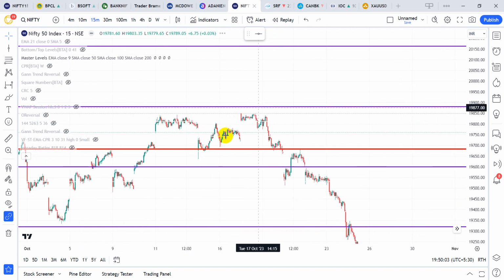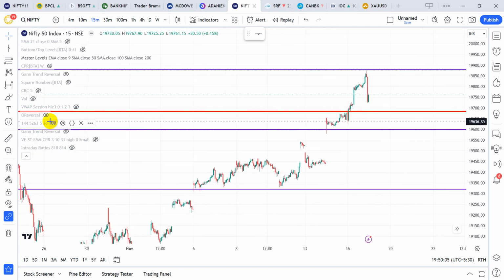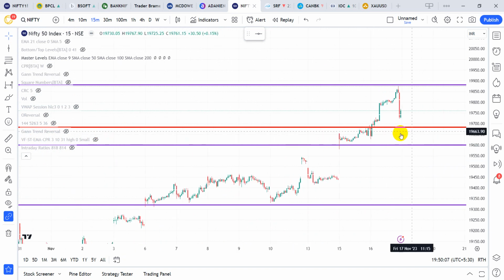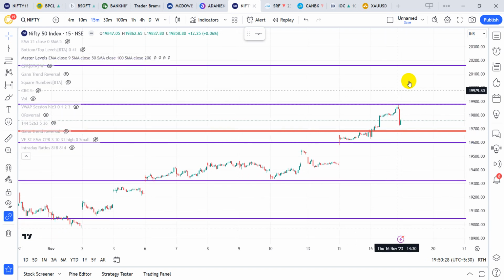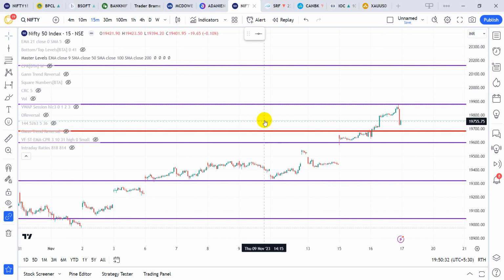From this top it generally moves up. So 19683 is one level. If someone wants to add short, add only if you get a 15-minute candle close below 19683. Add more once it starts closing below 19600 for an ultimate target of 19320. This is the plan. And if you want to go on the long side, then best is to go long above 19,900 with a 55-point stop loss for targets towards 20,159. This is the plan for Nifty.